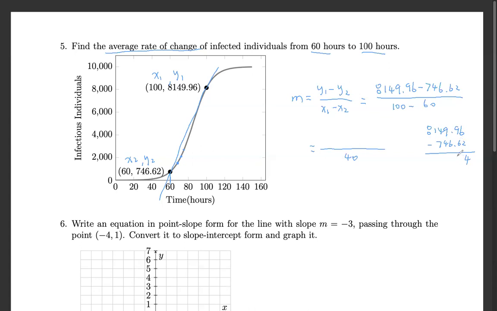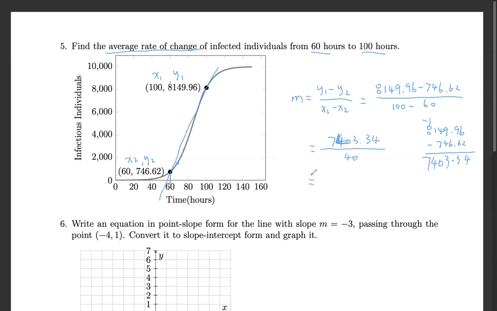9 minus 6, I have 3. Decimal point, carry on. 9 minus 6, 3. 4 minus 4, 0. 1 minus 7, not enough, borrow 1 from 8. 11 minus 7, get a 4. 8 minus 1, 7. So we get 7,403.34. Then you can use the calculator to divide those two numbers.